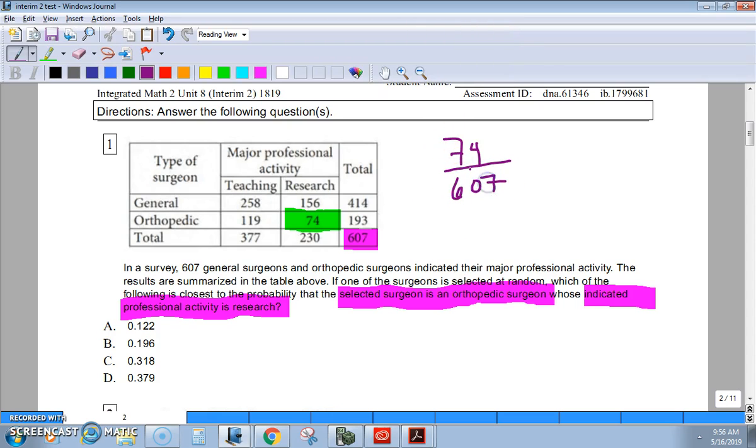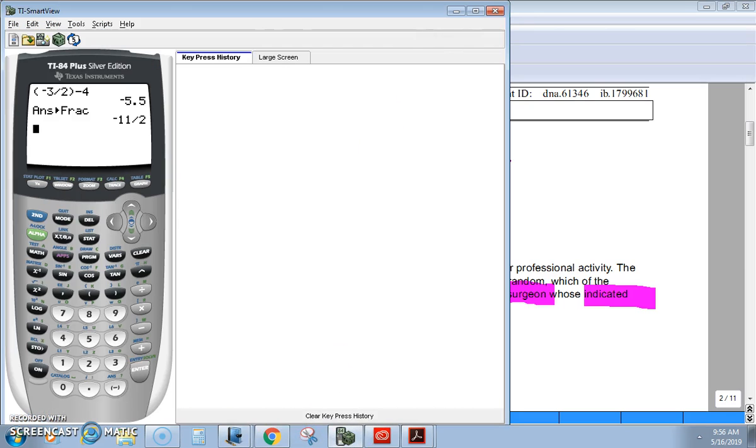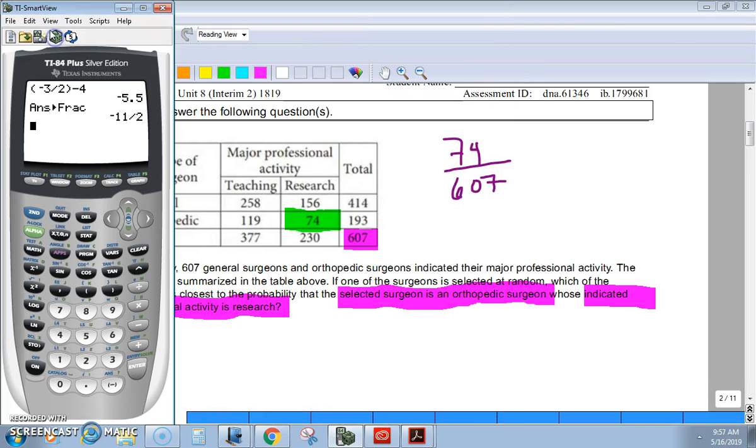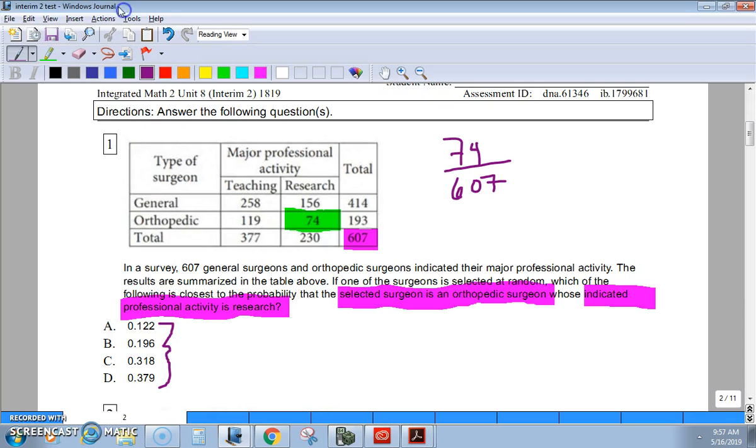607. But if you look at all of our questions, they are in decimal form, so we need to turn it into a decimal. Just like we checked our test score, we put it into the calculator as 74 divided by 607. So 74 divided by 607 is 0.1219, which matches with A.